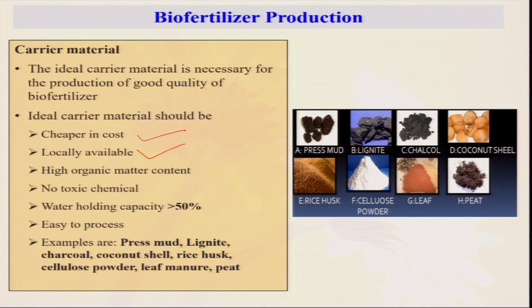The carrier material should be locally available. Otherwise, if you are producing, you cannot purchase all the things from the market. There should be no toxic chemical, so that it will not hamper the growth of the microbes. Water holding capacity should be very good and it should be easy to process. Examples are press mud, lignite, charcoal, coconut shell, rice husk, leaf manure, and peat. These are the different types of carrier materials used in the process.